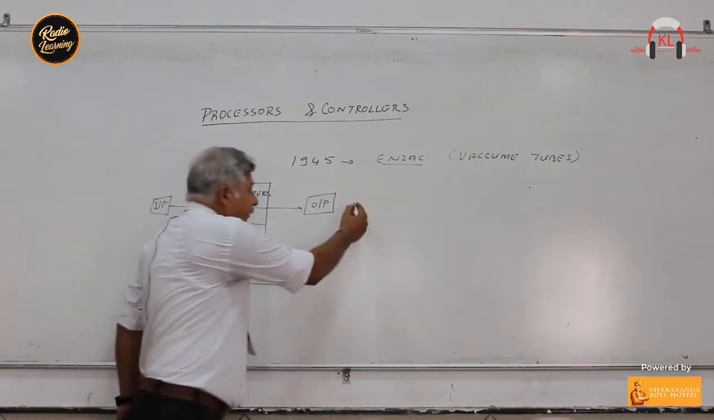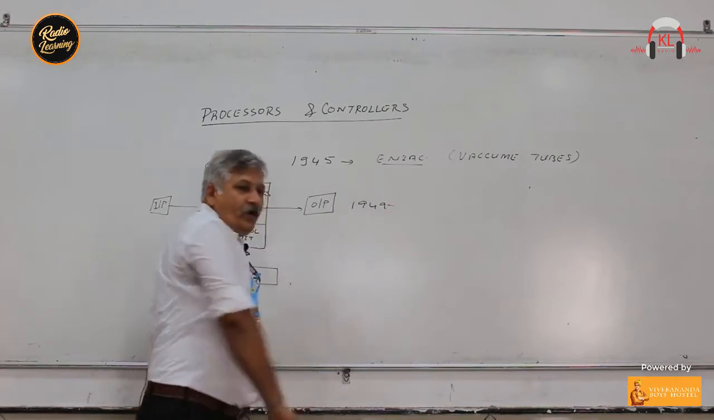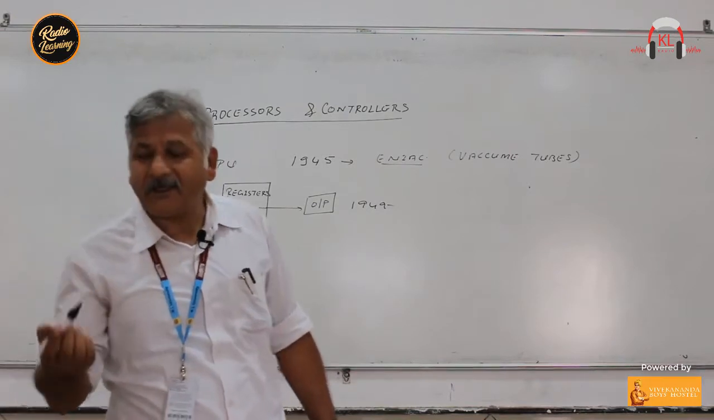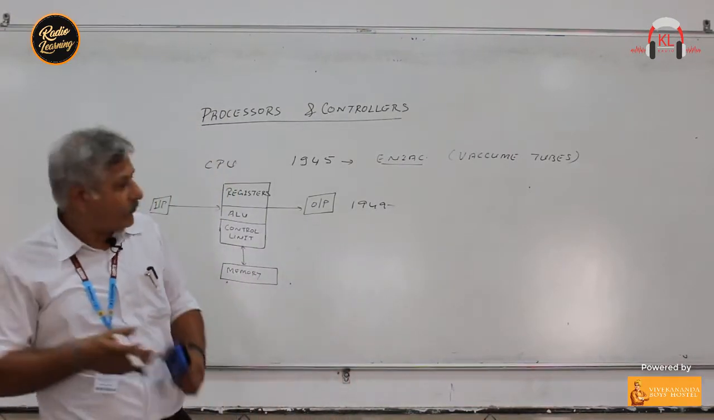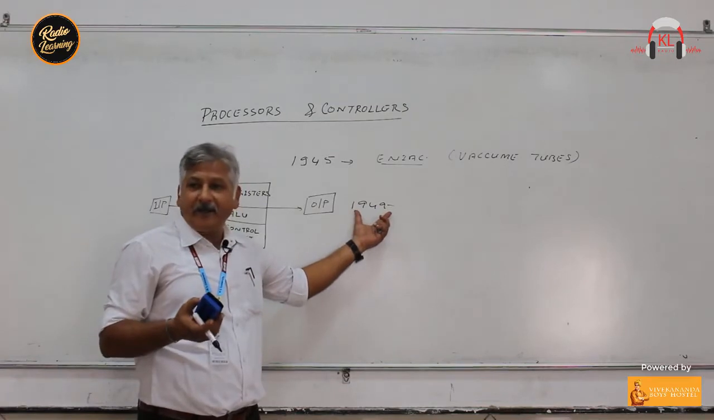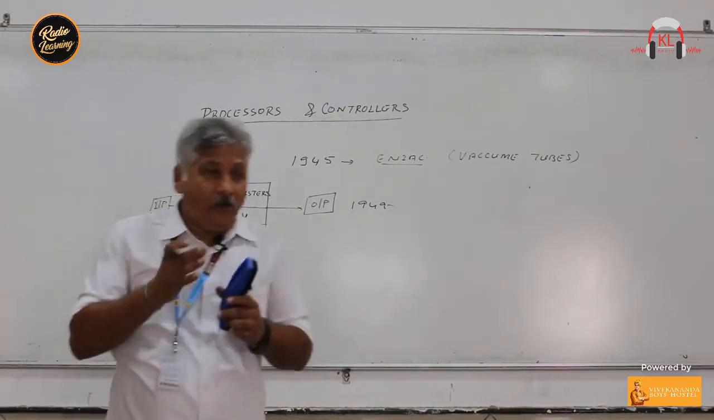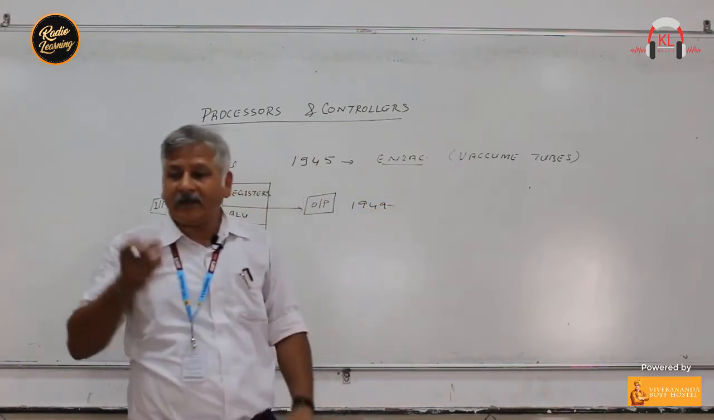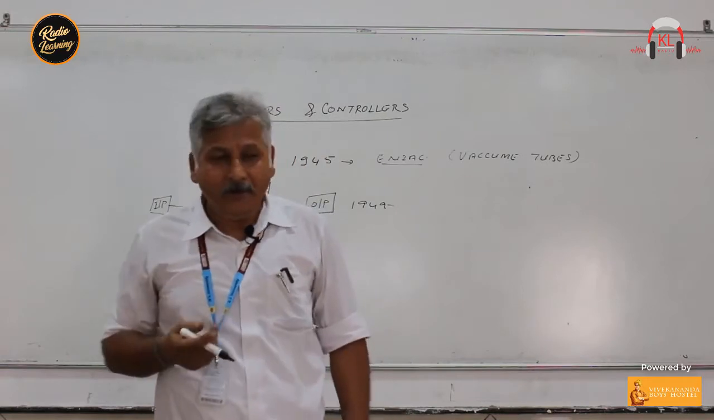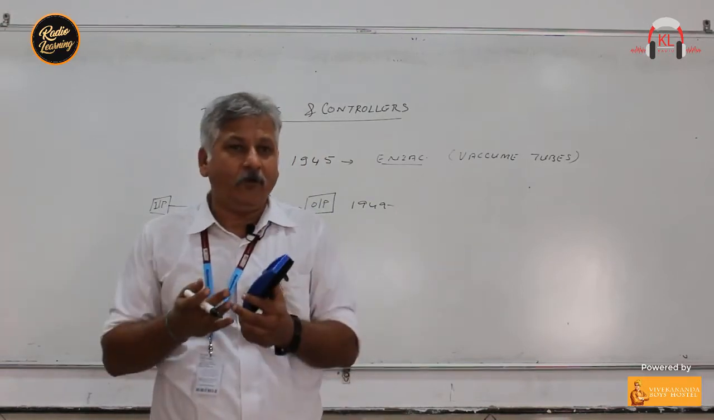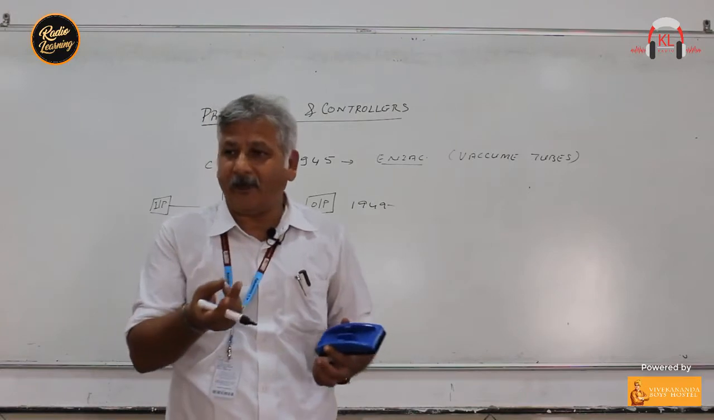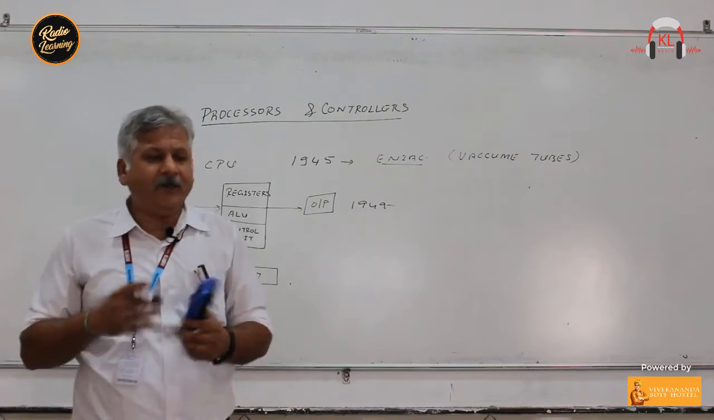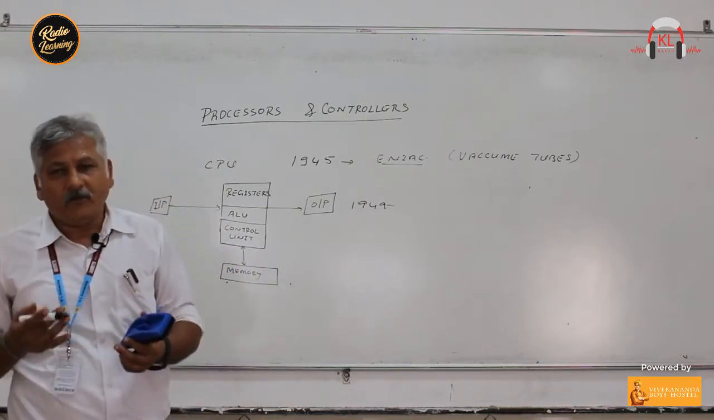Now what happened in 1949? The first semiconductor devices were invented, like the PN junction diode and the PN transistor. Now all the vacuum tubes of the central processing unit were replaced by semiconductor devices. So the size of the CPU was reduced, because the size of a semiconductor device is very small compared to vacuum tubes. The speed of operation increased, and the heat generated was also reduced.